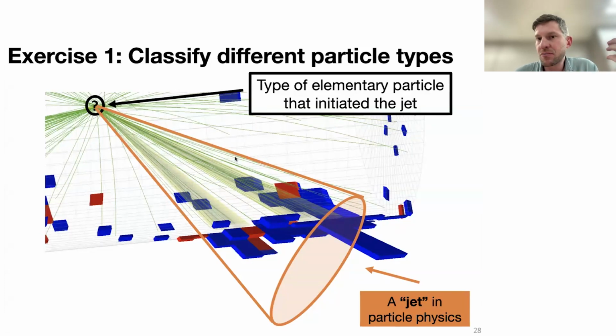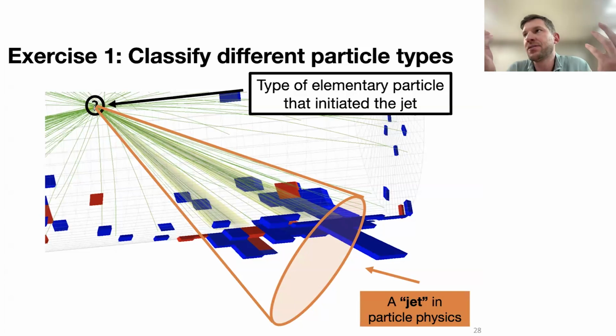So the big question, one of the most fundamental questions, is to understand which is the type of the particle that initiated the formation, the production of these green lines here, the secondary and tertiary particles. So what we do is we define an algorithm that groups, that clusters these green particles, and looks at the relationships between them and tries to infer the type of the initial particle. So this is a classification.